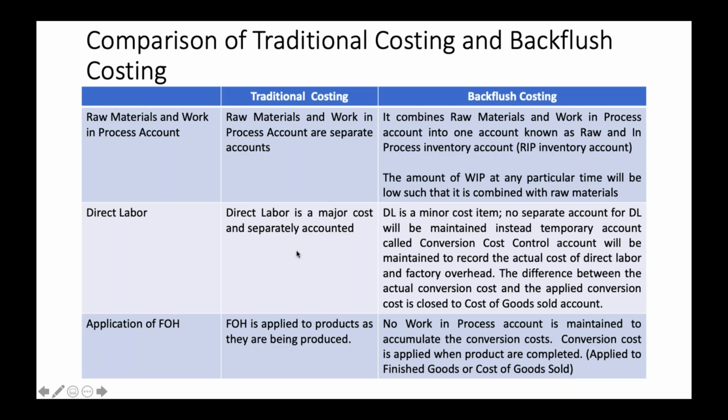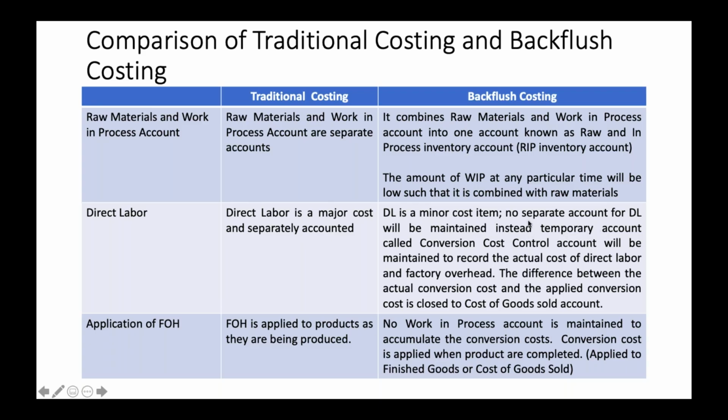Direct labor is a major cost and accounted for separately in traditional costing. We debit payroll and credit all the contributions and accrued payroll. And then when we transfer the payroll to the factory, we debit the work in process account and credit payroll. Unlike in backflush costing, direct labor is a minor cost.